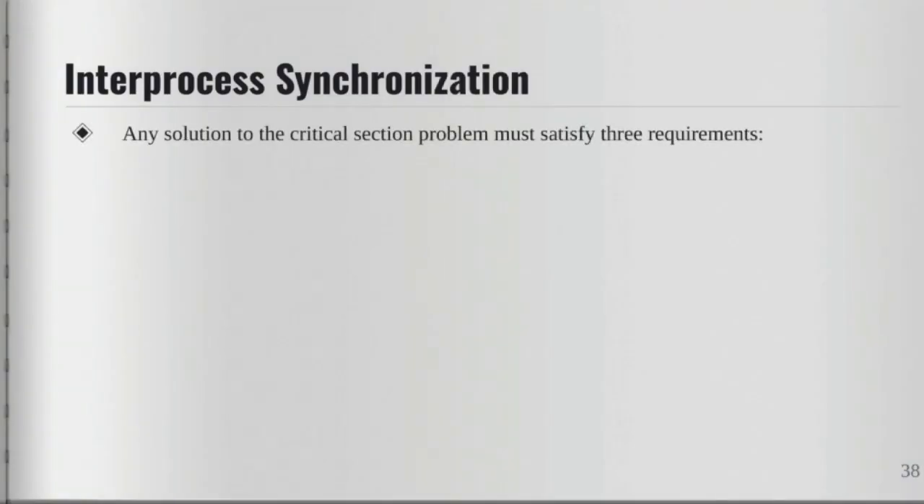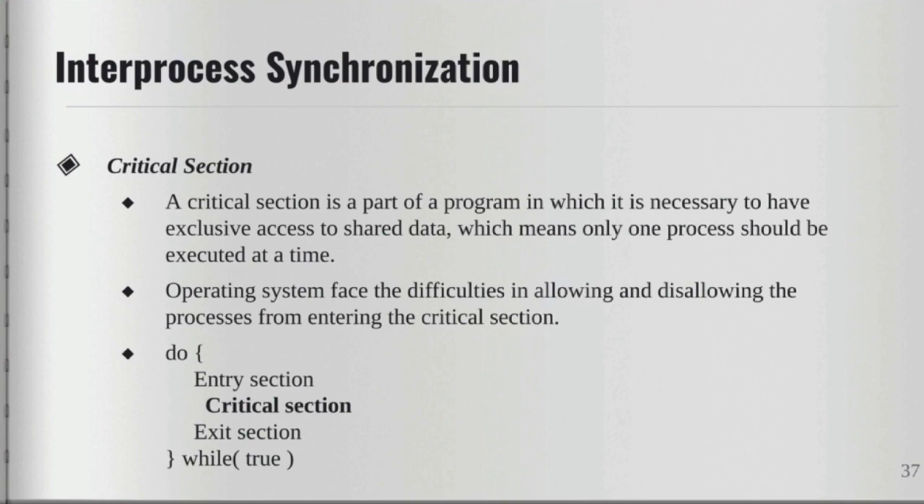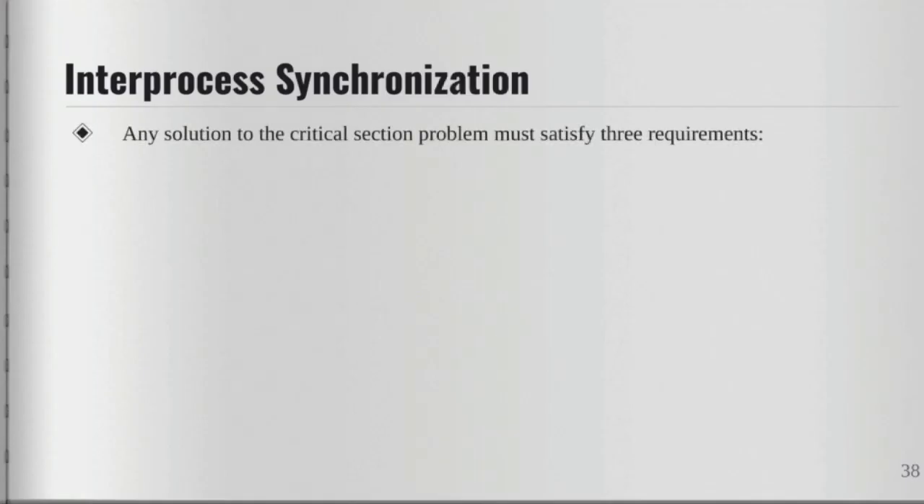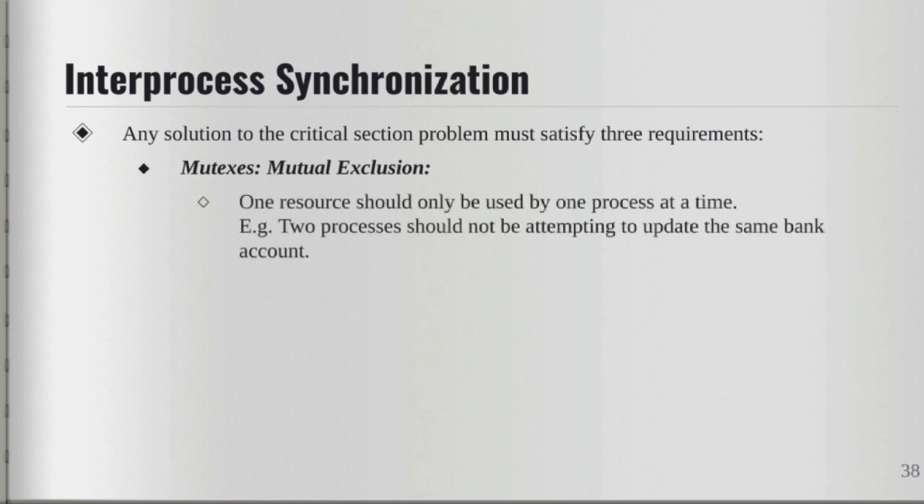So, as we discussed, operating systems face difficulty in managing the processes entering the critical section, like allowing and disallowing. To solve this problem, a solution needs to satisfy three different requirements. First is mutex, mutual exclusion. So what is that? Well, mutual exclusion, as I've already explained, means that one resource should only be used by one process at a time.